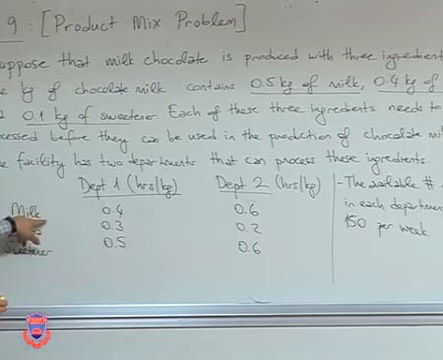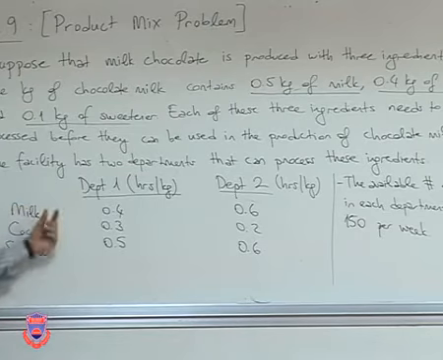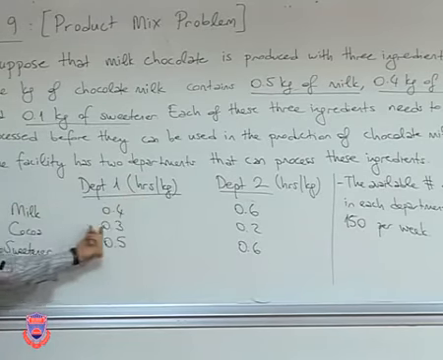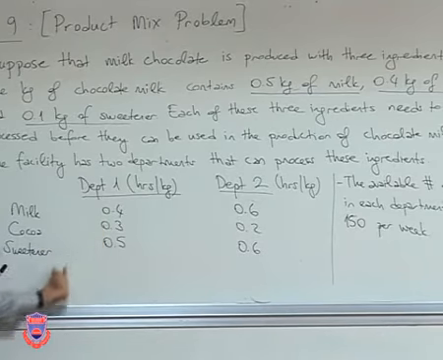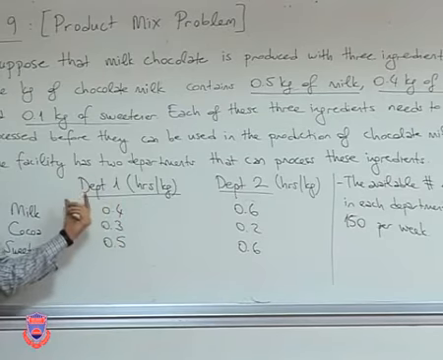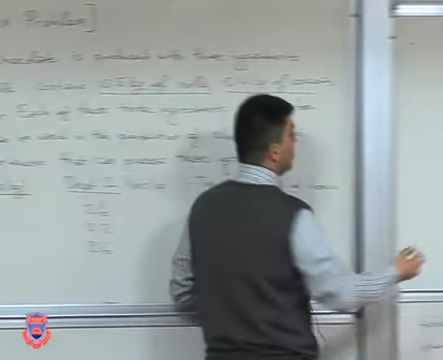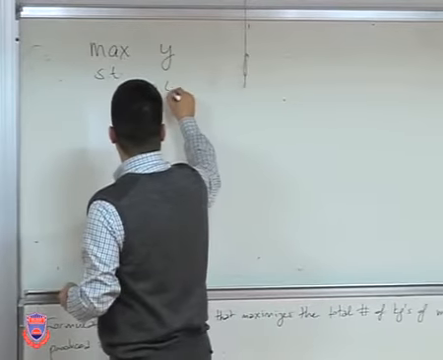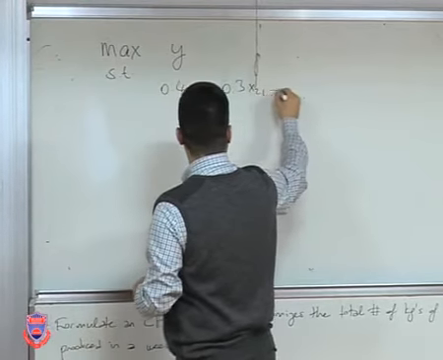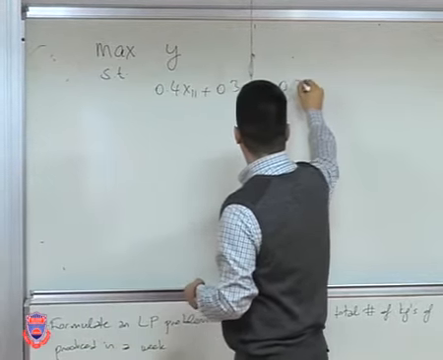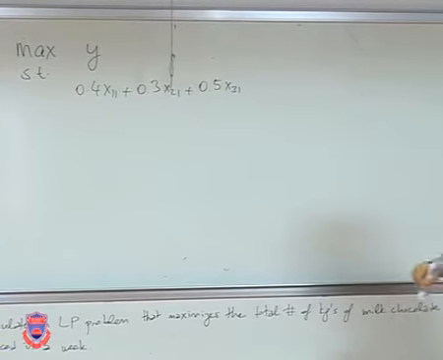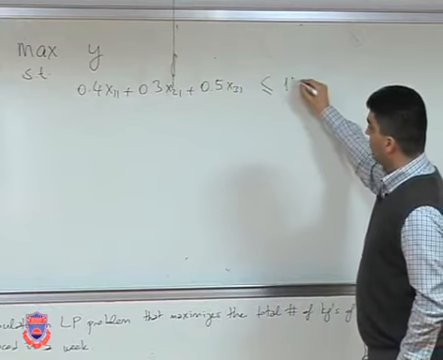Well, if I process x11 kilograms of milk in department 1, I'm going to use 0.4 times x11 hours. Similarly, I'm going to use 0.3 times x21 and 0.5 times x31. If I add them up, it gives me the total number of hours I'm going to use in department 1. So let's write it down: 0.4 times x11 plus 0.3 times x21 plus 0.5 times x31. Once again, this is the total number of hours I'm going to use in department 1, and I want to make sure that this is less than or equal to 150.